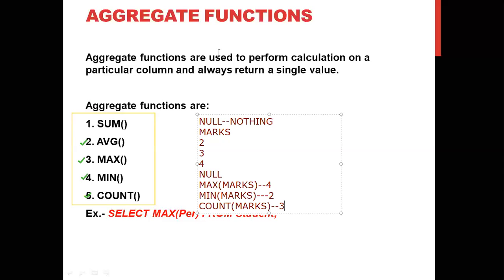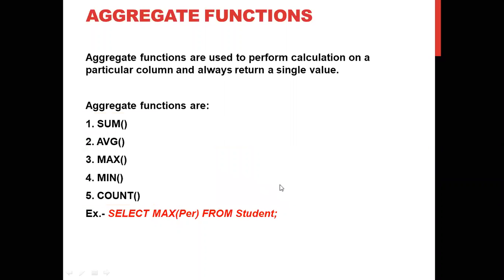The aggregate function will not perform any operation on null, it will not accept null. For the condition of AVG, it will add 2 plus 3 plus 4 and divide by 3 because the count is only 3. It will not divide by 4. Okay, these are the aggregate functions.